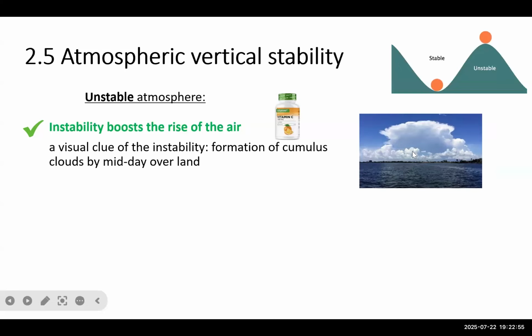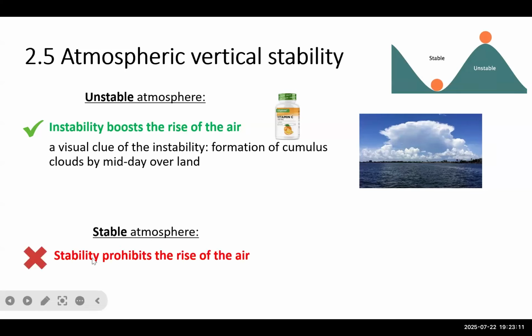A visual clue of the instability, for example, is the formation of cumulus clouds by midday over land. So those are the cumulus clouds. If you see them popping up over land around 10, 11 a.m., it's a good sign that there is instability and the sea breeze is likely to happen. On the contrary, in a stable atmosphere, the stability prohibits the rise of the air, which is not good for the sea breeze, okay? It's almost like a tranquilizer pushing the sea breeze down.